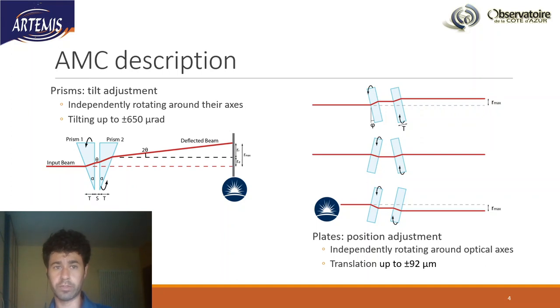It will be composed, as I said, of two prisms for tilt adjustment of the TX beam. Those two prisms will be independently rotating around their axis, and they will provide the tilting of the beam up to 650 microradians. The other part of the system is composed of two plates for position adjustment of the beam. These plates will be independently rotating around the optical axis this time, and they will provide translation up to 92 micrometers.